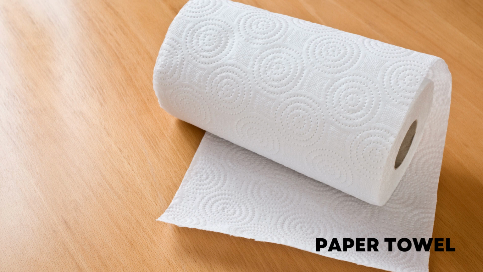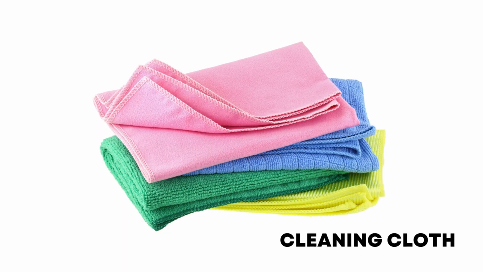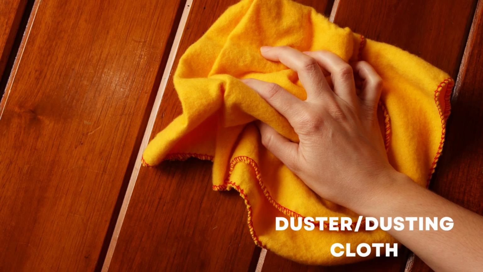Paper towel. Paper towels are like normal towels and are used for drying hands, wiping windows and other surfaces, dusting, and cleaning up spills. Cleaning cloth. They are used for cleaning and dusting of all surfaces. Duster. It is a cloth which is used for removing dust from furniture, ornaments, or other objects.